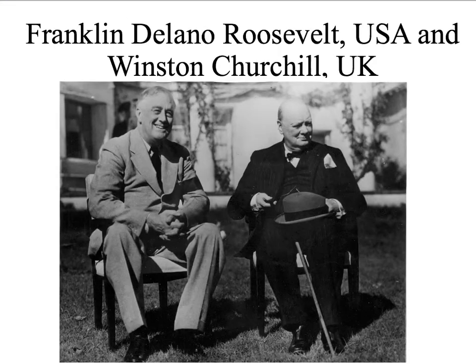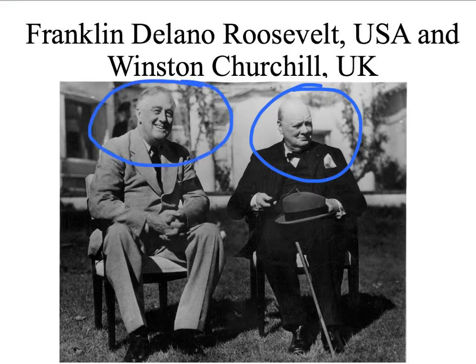Eventually, Stalin and the USSR will ally with the United Kingdom, led by Winston Churchill on the right, and eventually the United States will enter the war and fight alongside the British and the Russians, and they are led by Franklin Delano Roosevelt, president, seated on the left.